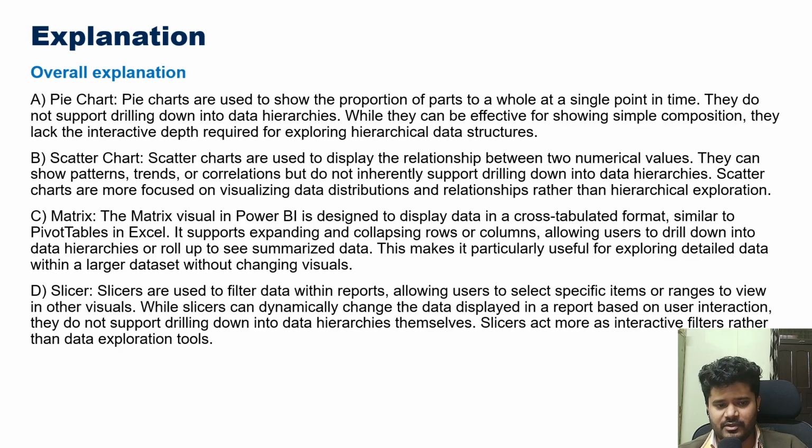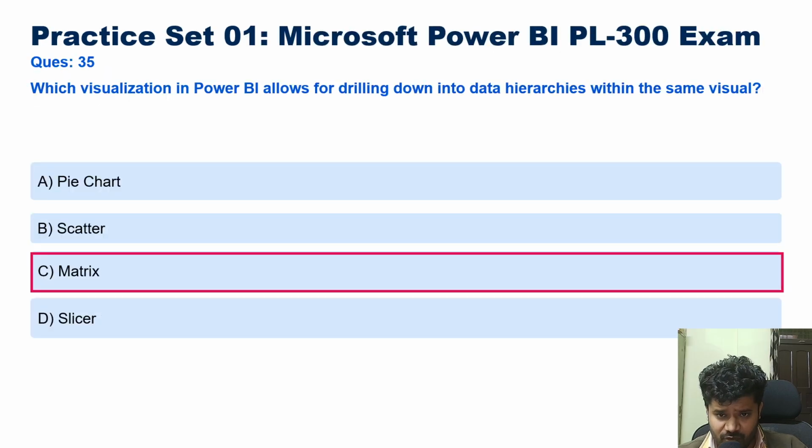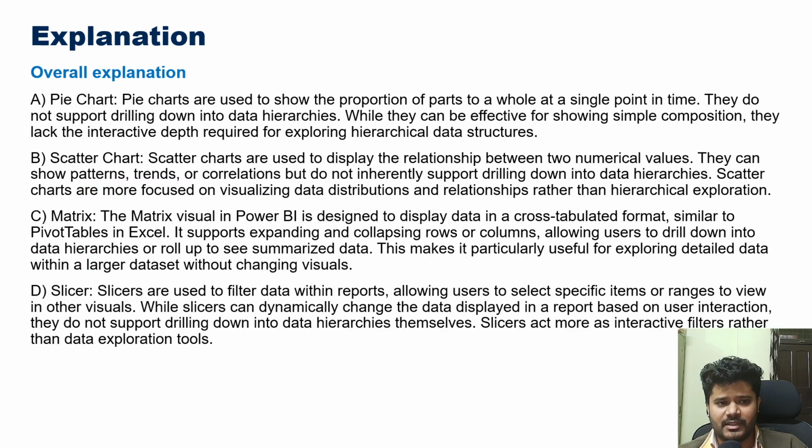In this slide, you can see which chart visual describes their functionality in Power BI. As you can see, matrix visual is designed to display data in a cross-tabulated format similar to pivot tables in Excel. It supports expanding and collapsing rows or columns, allowing users to drill down into data hierarchies or roll up to see summarized data. This makes it particularly useful for exploring detailed data within a larger data set without changing the visuals. So that is where this visual comes in handy, and we can use this for solving these types of questions and also these types of problems in Power BI or in data analysis. So yeah, that covers the overall explanation.